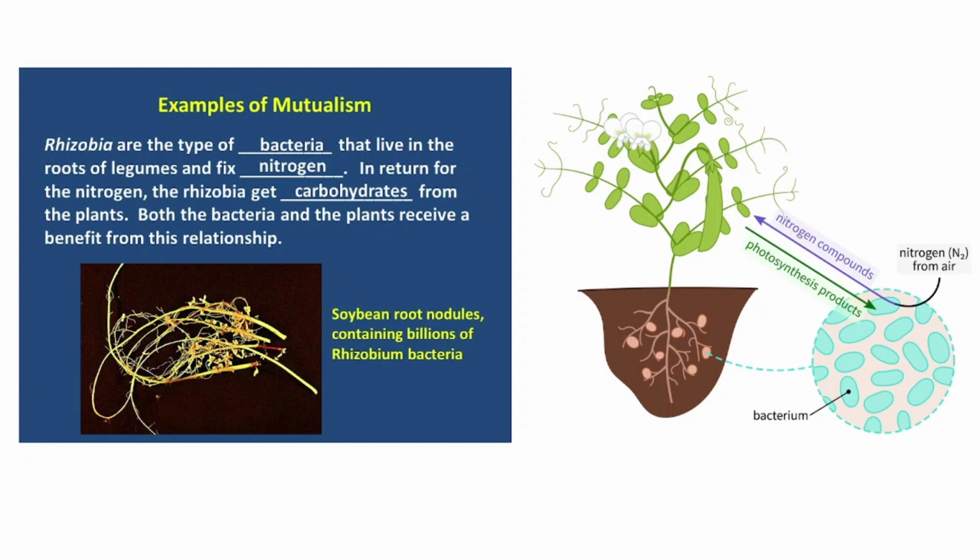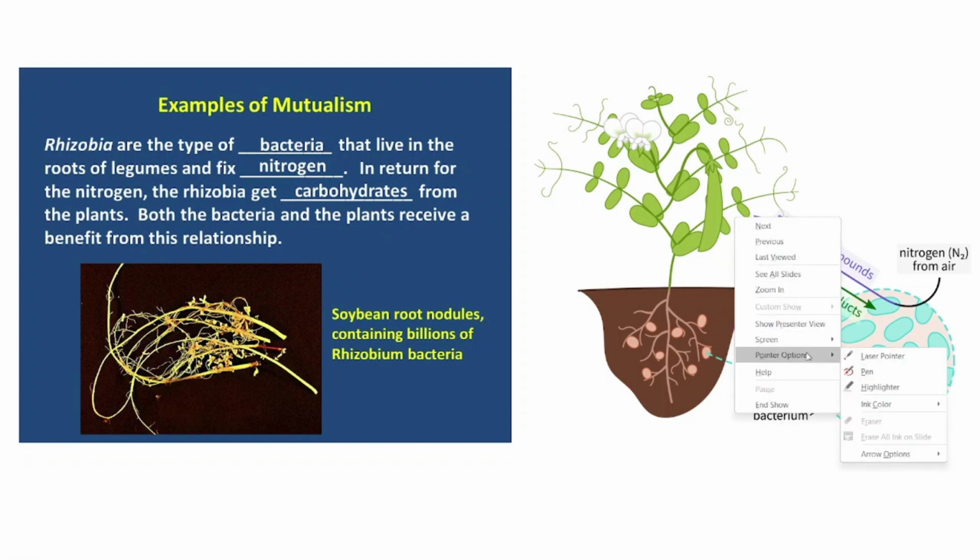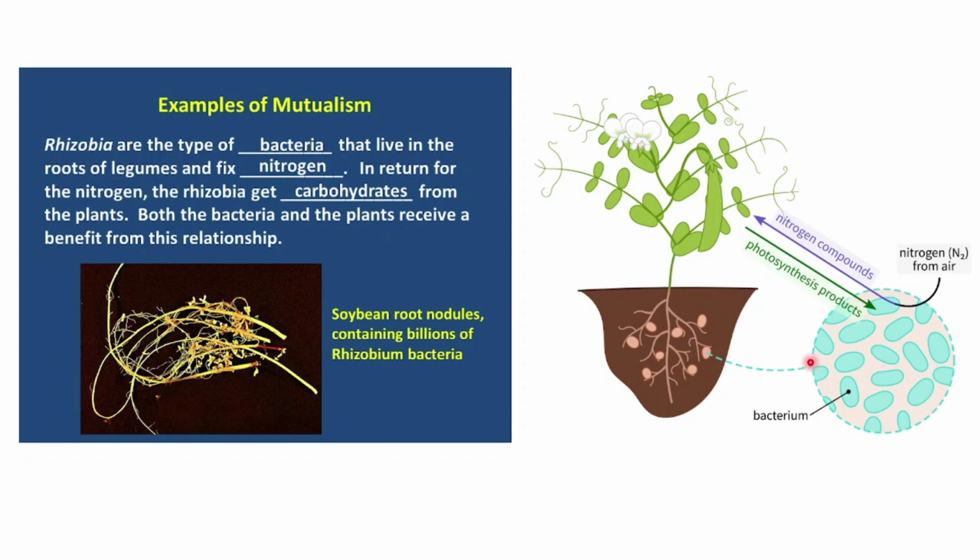When the relationship is beneficial to both the parties, it's called mutualism. So soybean root nodules containing billions of rhizobium bacteria is an example of mutualism, because both the parties are benefiting from this relationship. This is also another schematic. The bacteria is residing in the legume roots and fixing nitrogen for the plant, which the plant requires for its growth, and the plant is doing photosynthesis and providing the bacteria with food. That's how both of these agents are helping each other. So this is called mutualism.